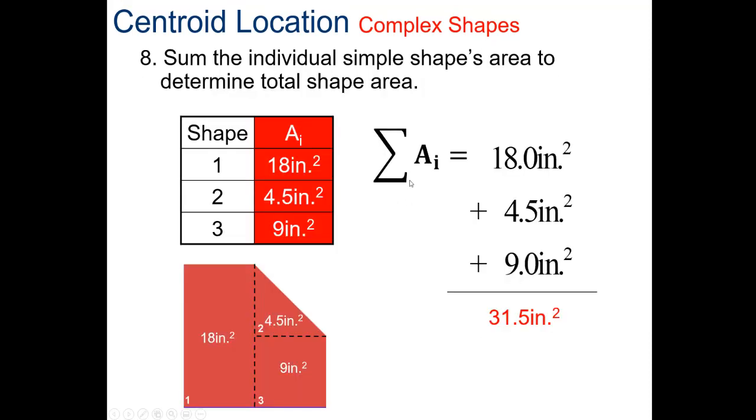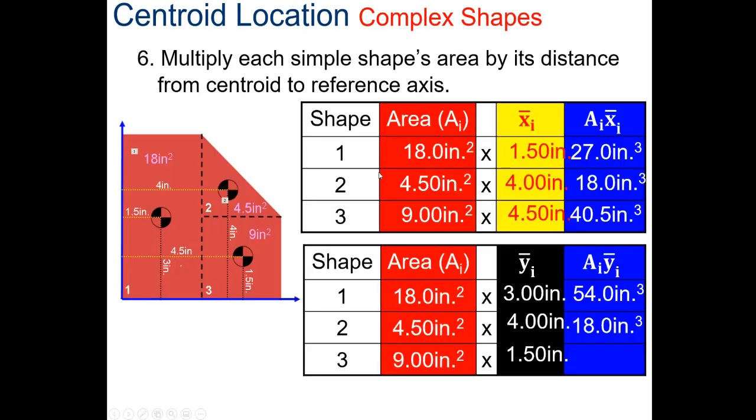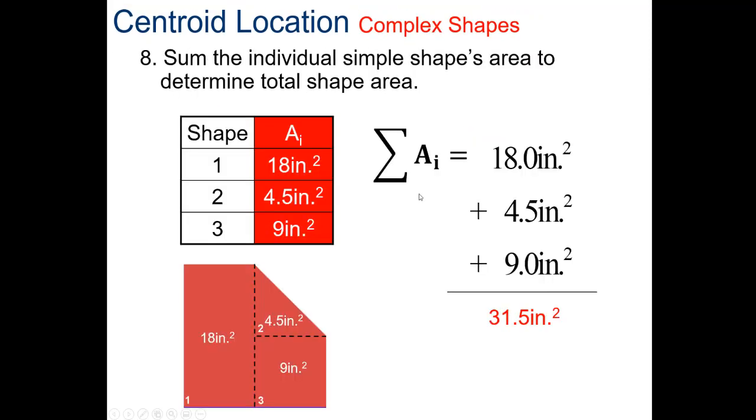And then the other part of the formula was the sum of the area. So all we're going to do is go back here, and remember these 3 are the same as these 3. So all we're going to do is choose one of these sets of area boxes, and we're going to sum them. So sum of 18, 4.5, and 9. And that's what you see here. 18, 4.5, and 9, 31.5.